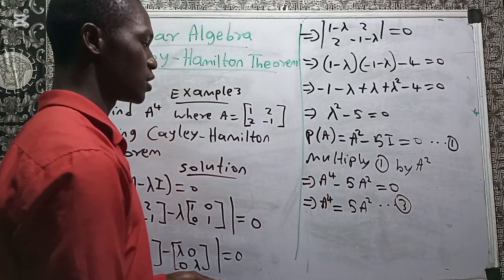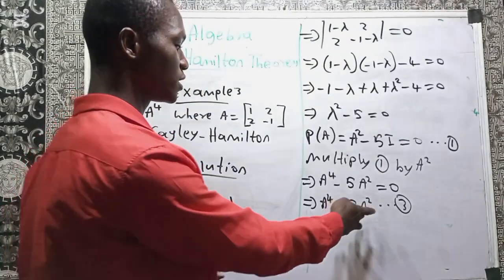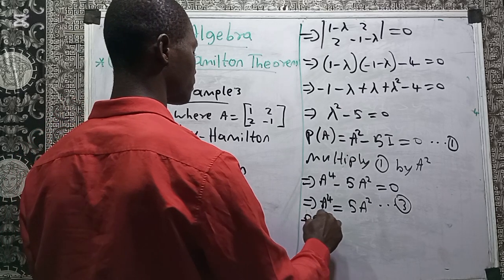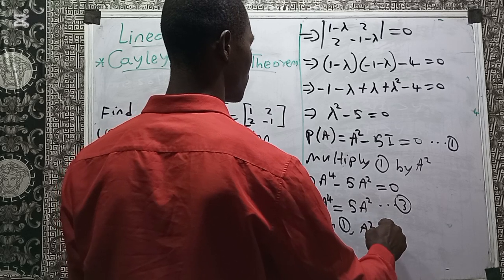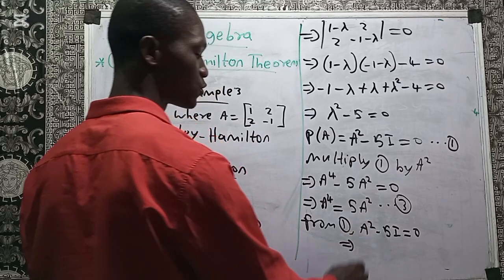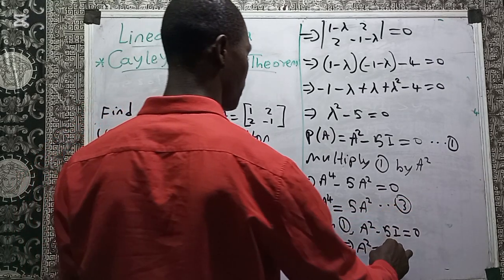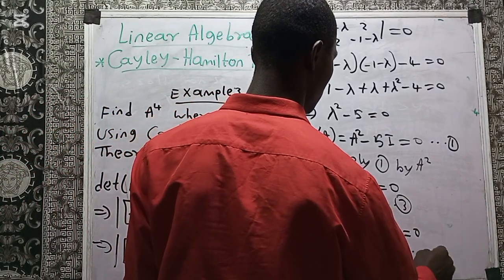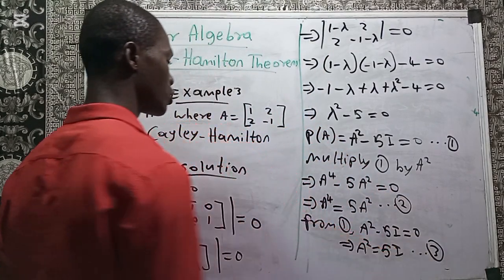So from equation 1, we can get what A squared is, because we need this A squared. From equation 1, we have A raised to power 2 minus 5I equated to 0, which implies, let's make A raised to power 2 the subject of the formula. A raised to power 2 will be equal to, moving negative 5I to the right, positive 5I. So we can call this equation 3. The first one, let's name equation 2. This one will be equation 3.